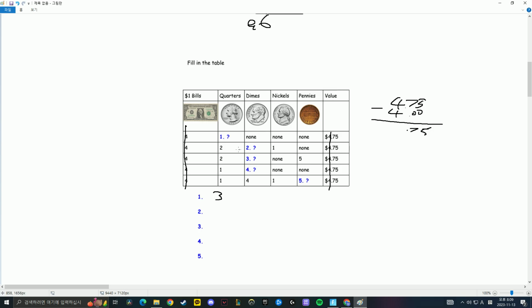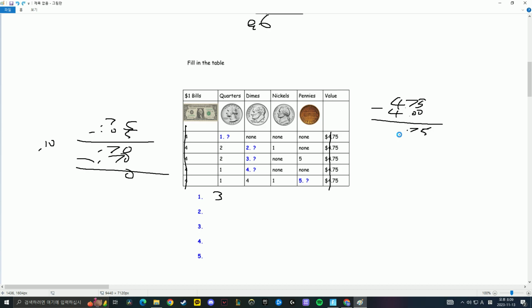So we have 1 nickel. So from 75, let's minus 5, which is 70. And we need dimes. And dimes we know are 0.10. And 0.10 goes into 0.7 how many times? 7 times. And let's take 2 quarters out, just like last time.